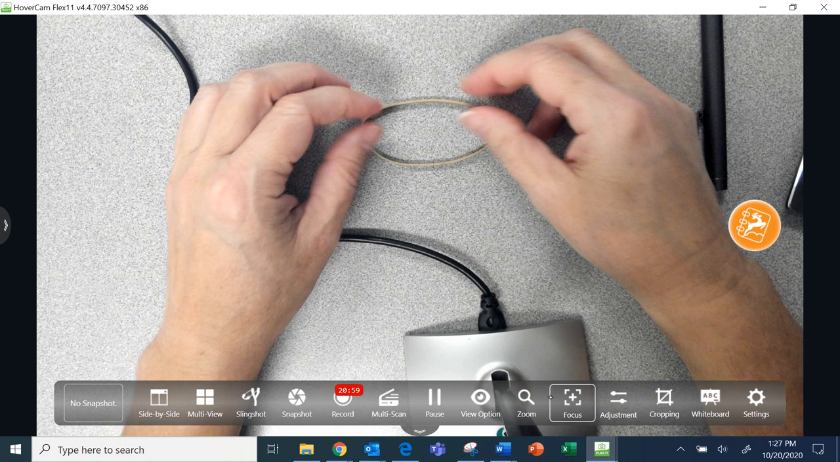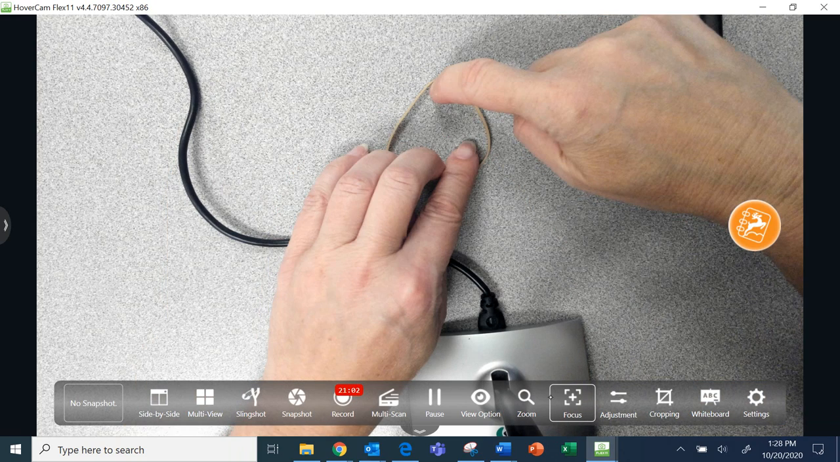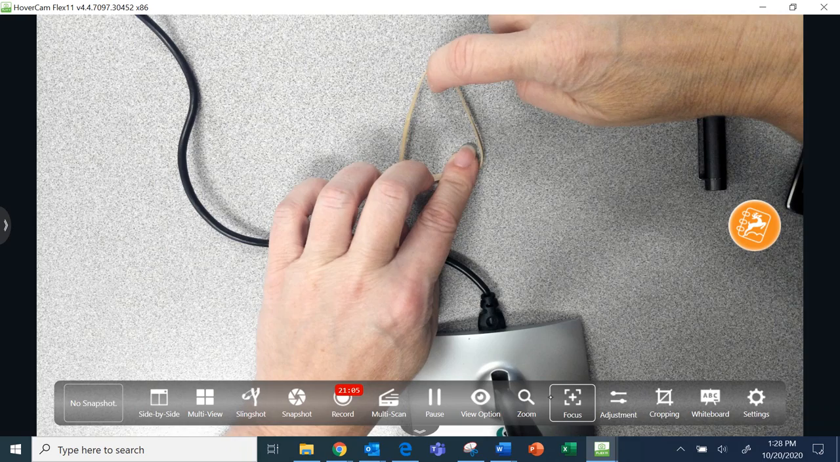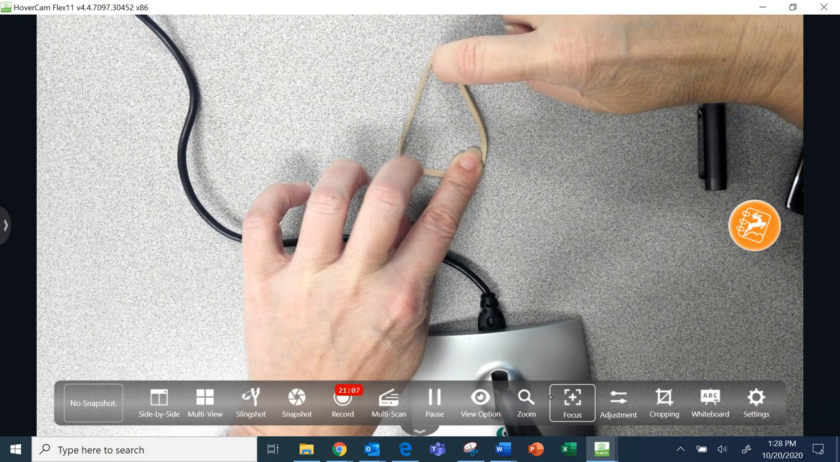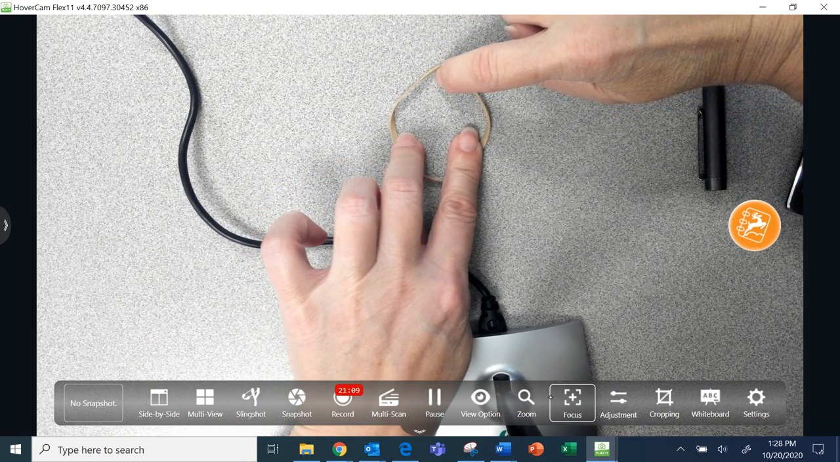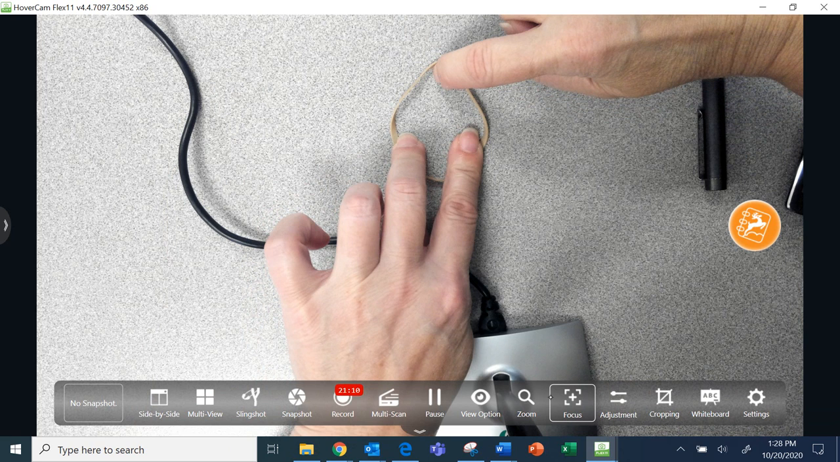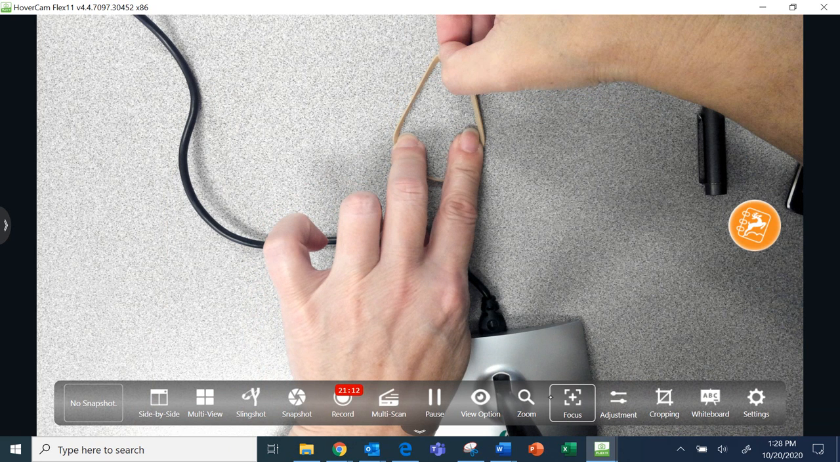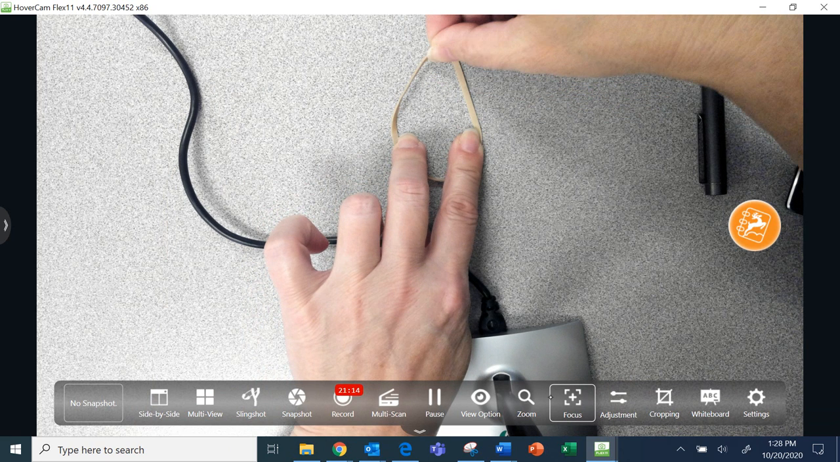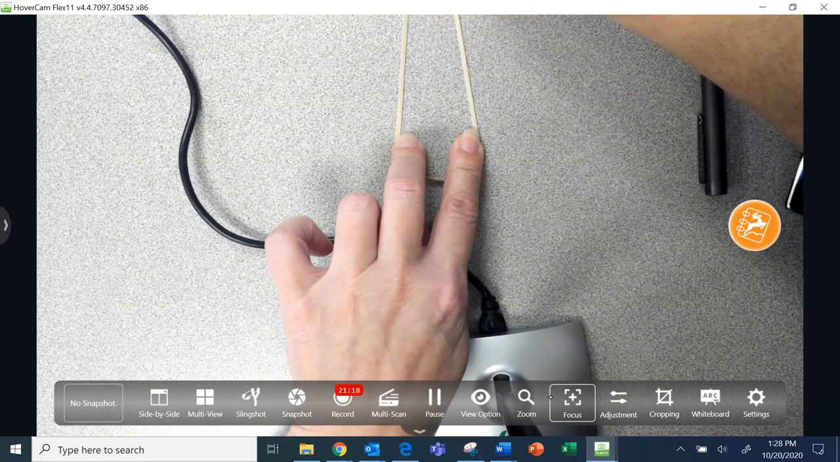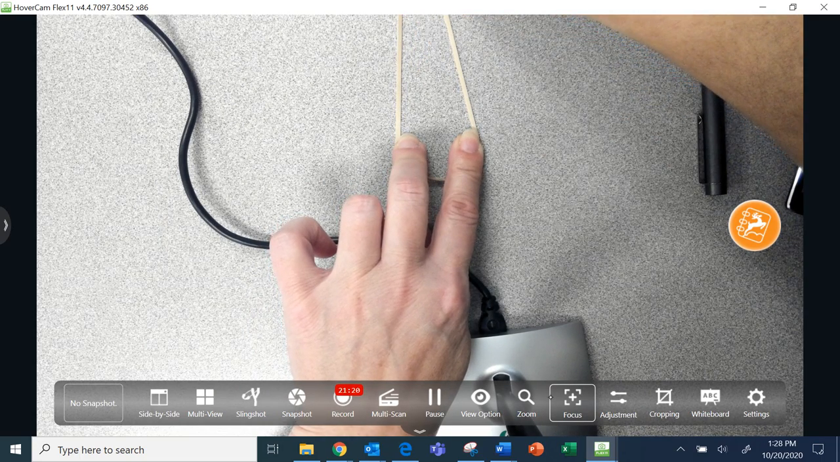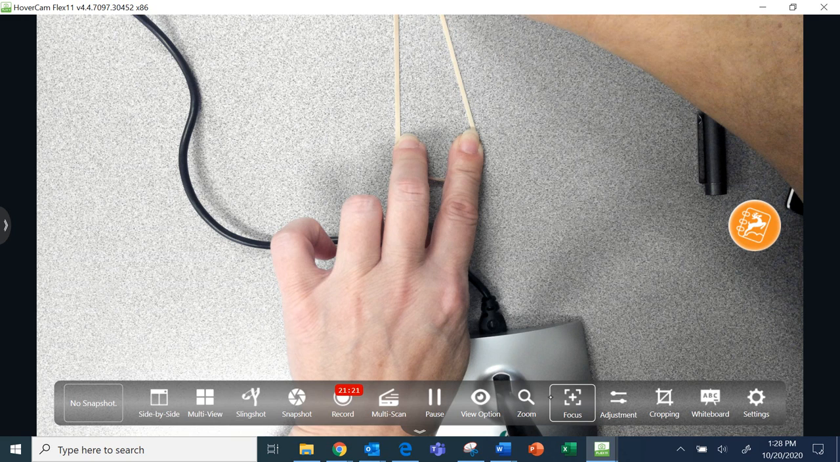Okay, and then we did this. So my fingers are staying put. The rubber band was here, and now it's like this. What's happening to my rubber band? I'm stretching it, right? This is a vertical stretch. That's what's happening, Sarah.